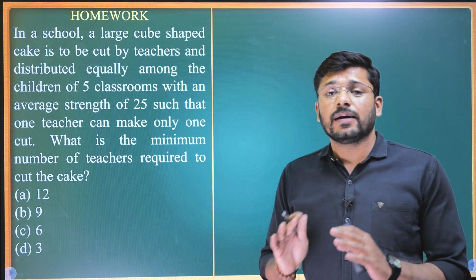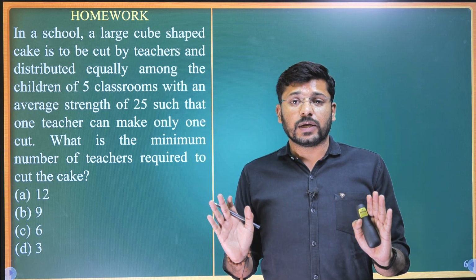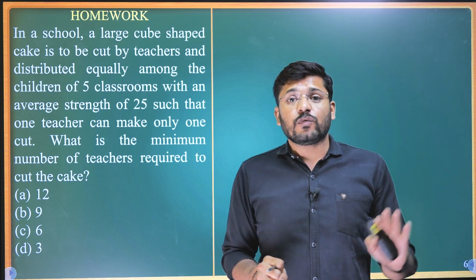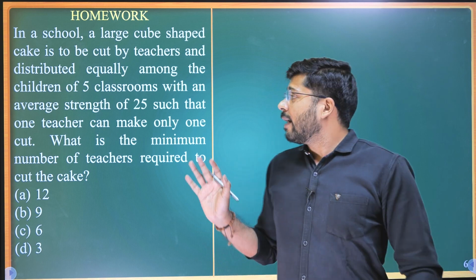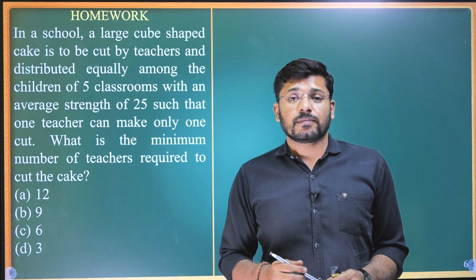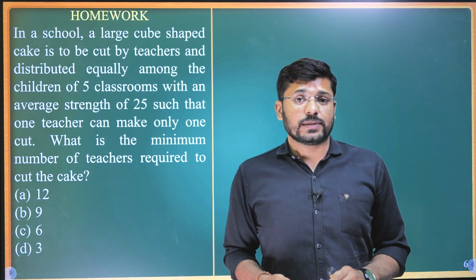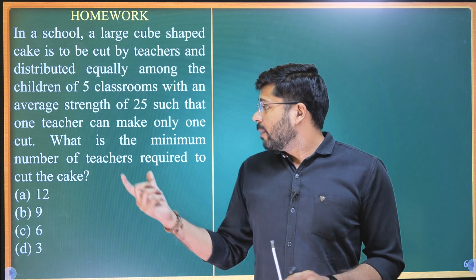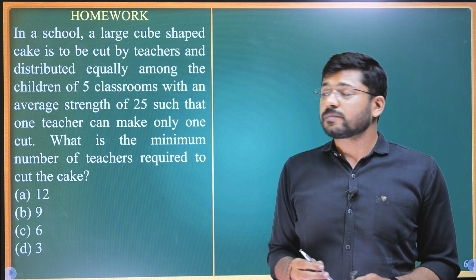Okay, let's understand the question. The question says that there is a big cube-shaped cake. Now, they are to distribute it among 5 classrooms, and the average strength of all the 5 classrooms is 25. And the condition here is that if a teacher comes, he can make only one cut. And if the next teacher comes, she can make another cut. So no teacher can make 2 cuts. Each teacher can make only one cut. And they want the minimum number of teachers involved. So what is the minimum number of cuts that they can make?